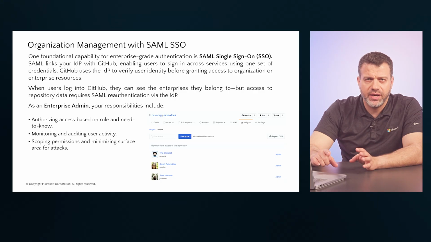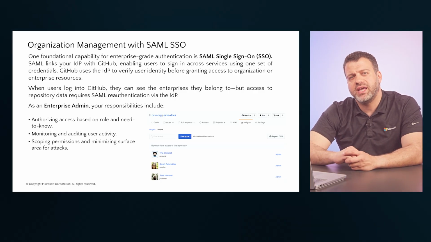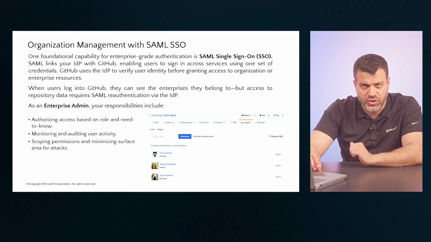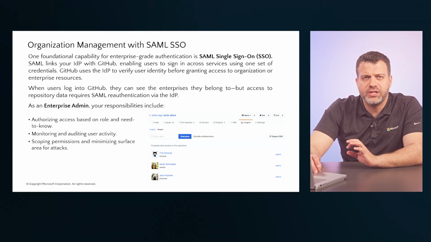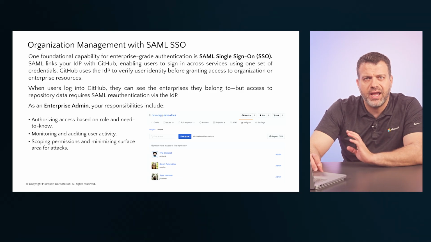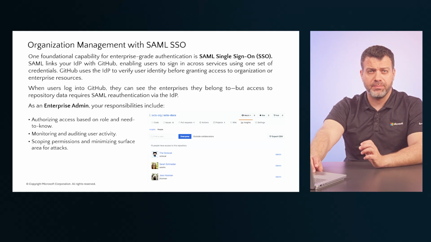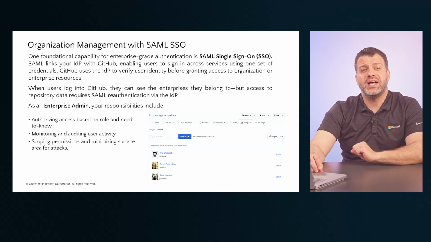SAML single sign-on is the foundation of enterprise authentication in GitHub. It connects GitHub to your identity providers such as Microsoft Entra ID. So instead of managing credentials in multiple places, users log in once through your organization. So a developer signs in through your company login, and the same identity is used to access GitHub.